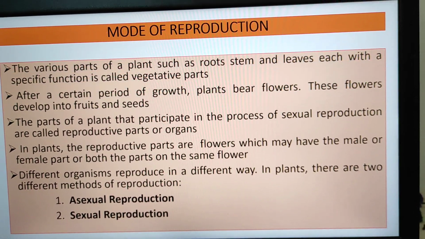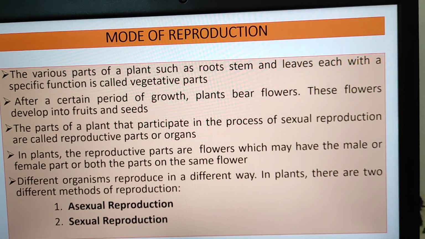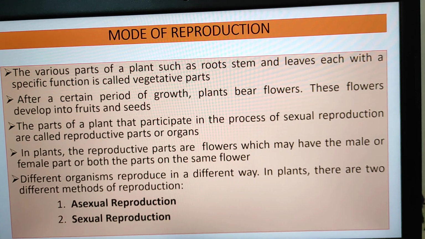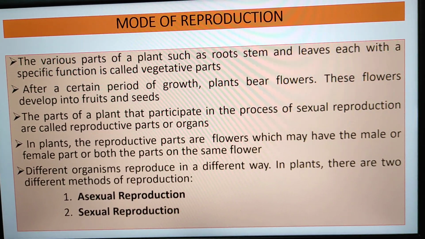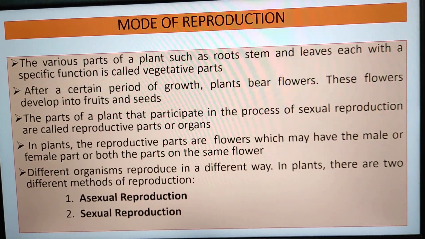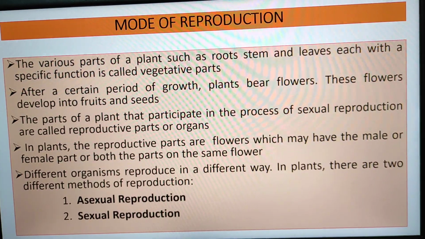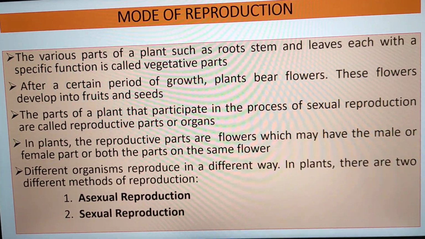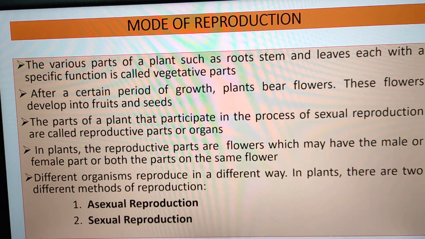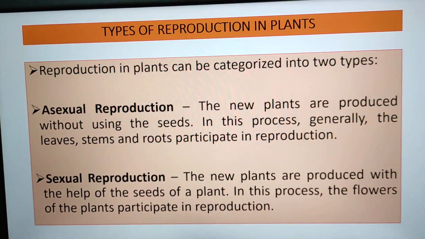In plants, the reproductive parts are flowers which may have the male or female part or both the parts on the same flower. Different organisms reproduce in a different way. In plants, there are two different methods of reproduction: asexual reproduction and sexual reproduction. So let's see the definitions, or let's understand them.